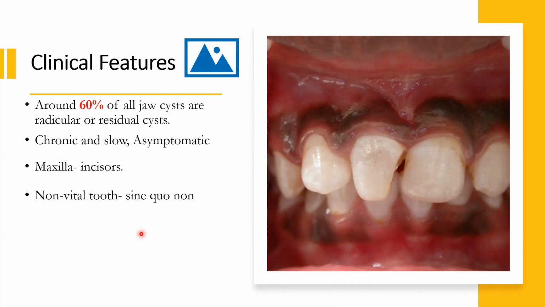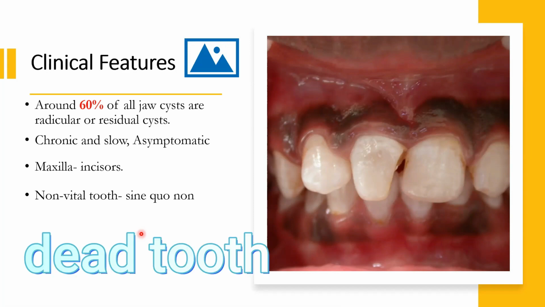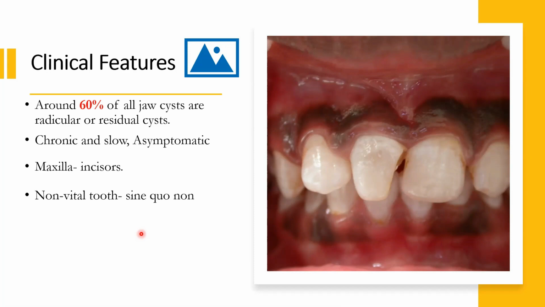A non-vital tooth is a sine qua non, meaning it is the most essential feature of radicular cyst. Here you correlate with the pathogenesis. For the radicular cyst to occur, the pulp must be dead and necrotic. So it is essential that the tooth is non-vital for you to see a radicular cyst.